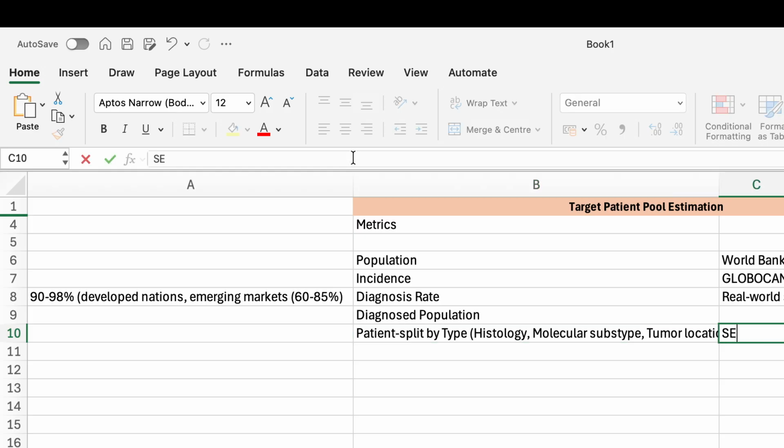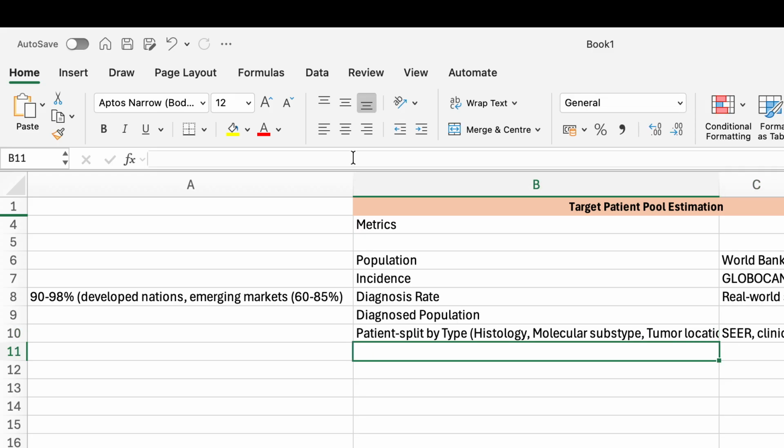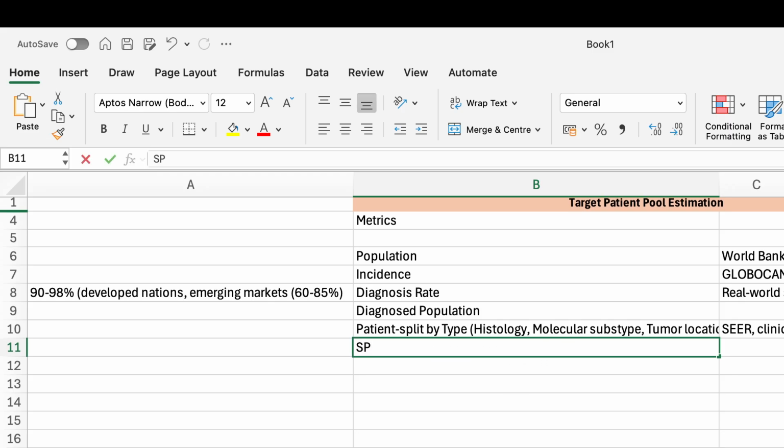Then the sources that you would be using are, of course, SEER, then clinical registries or clinical trials data, and some guidelines like NCCN guidelines. So our drug works only in one subtype, so we will be locking that population here, right? Then what we do is basically we split the cancer by stage.